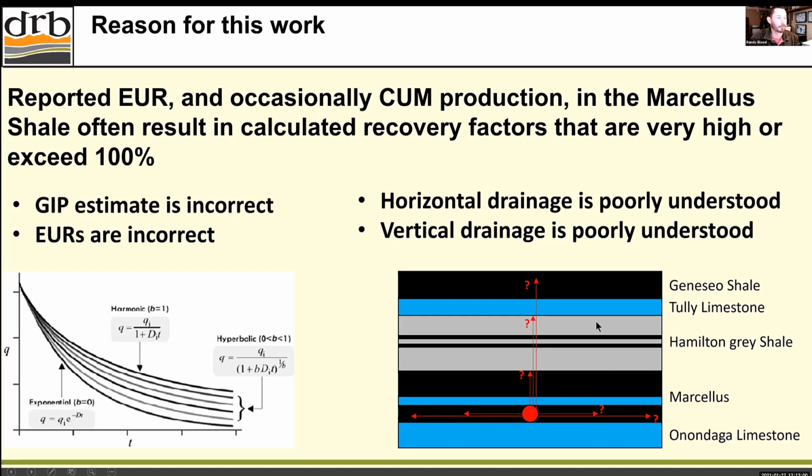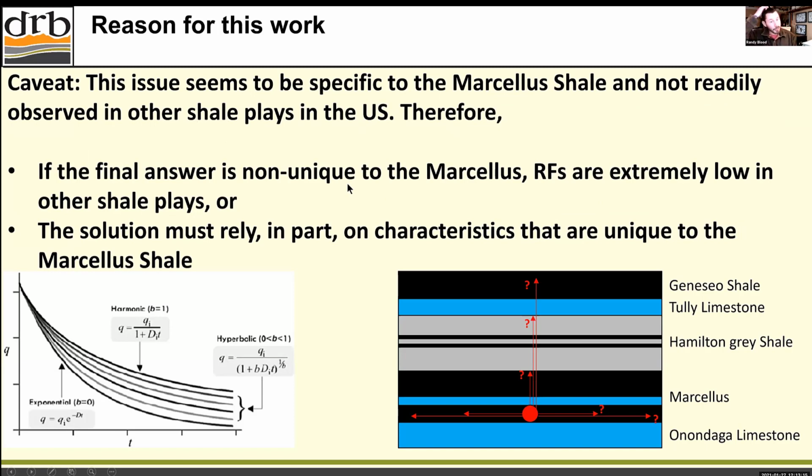And then, horizontal and vertical drainage: do we really understand that and how it's working? Are our models of these cylinders of drainage too simplistic? These are all the types of things I want to address. There is a caveat to this, and that is that these issues seem to be a Marcellus Appalachian-based issue. When we talk to people working other plays, and maybe this is incorrect or maybe this is changing, it doesn't seem like other operators in other basins are seeing these same issues where they have these really high recovery factors.